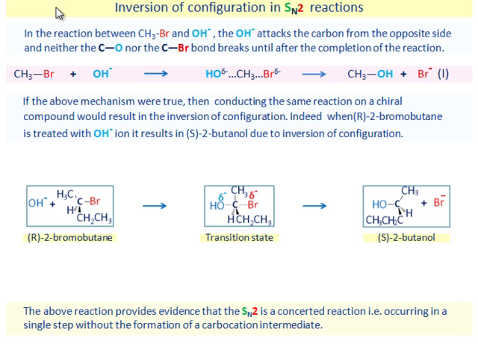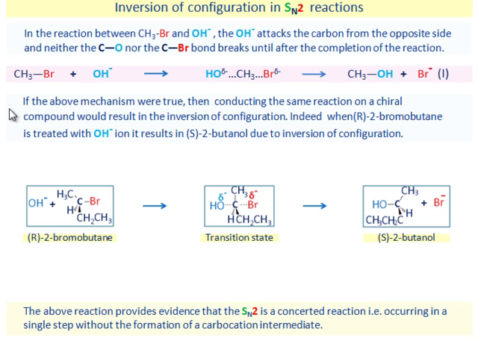Inversion of configuration in SN2 reactions. In the reaction between bromomethane and hydroxide ion, the hydroxide ion attacks the carbon from the opposite side, and neither the C-O nor the C-Br bond breaks until after the completion of the reaction.